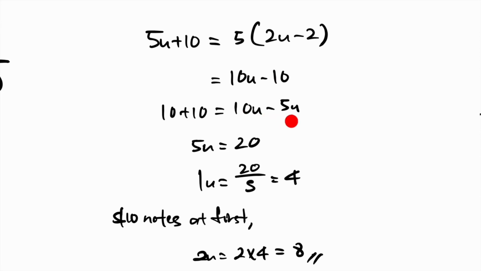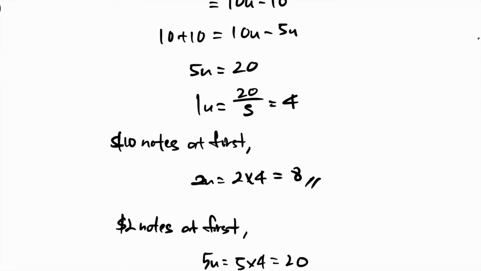So what's 10u minus 5u? That's 5 units. 10 plus 10 is 20. Okay, 1u is therefore 20 divided by 5. That is equal to 4. 1u is equal to 4.